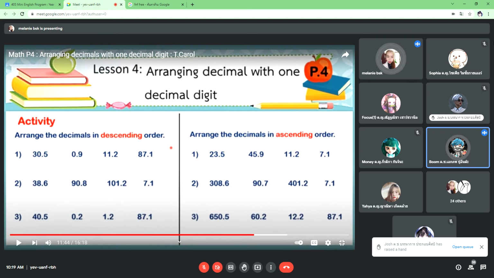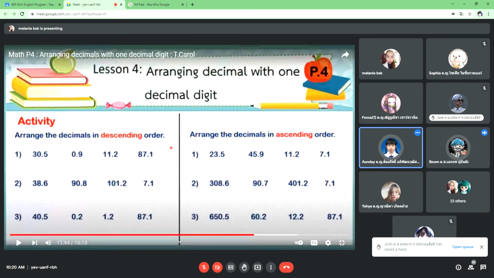87.1. Okay, what would be the next? 4. Okay, and the next? 1.2. And then the next? 0.2. Okay, so we're going to move on with ascending order. For number 1, what would be the first one?